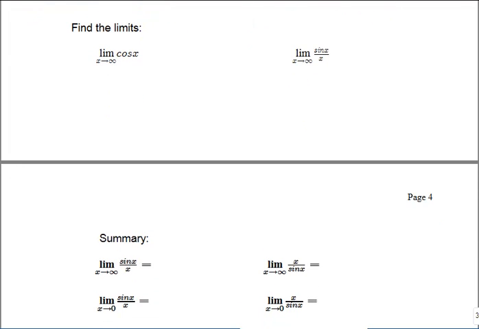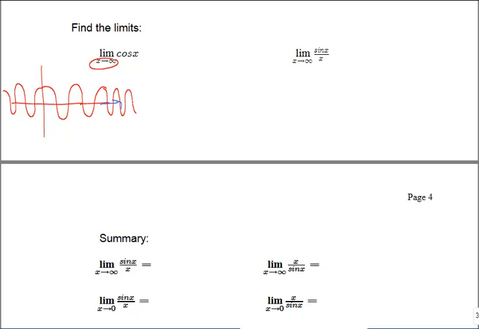Now we're going to finish off by looking at limits at infinity involving some trig functions. So let's take a look at the limit as x goes to infinity of cosine of x. Now think about the graph of cosine of x here for a moment. Hopefully you remember what that looks like. It's this U-shaped graph that just repeats itself, going on and on and on. It's periodic. So if I'm going to infinity in this direction, what's happening to this graph?